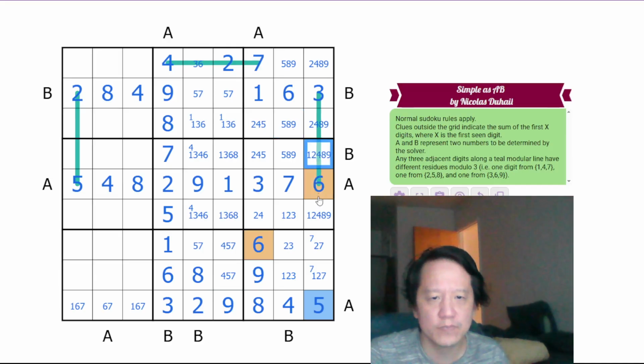I don't really have any more information here. 1 eliminates 1 in the rest of the box here, and 1 in the row. So this can't, where's 1 in box 2? It has to be there. 3 eliminates 3 in the rest of the box.